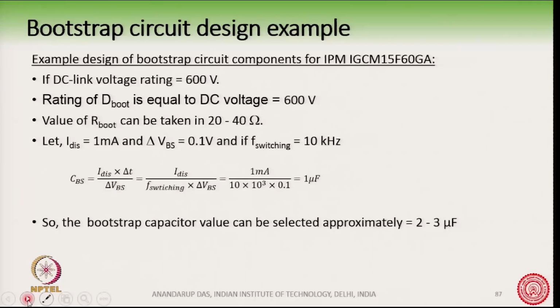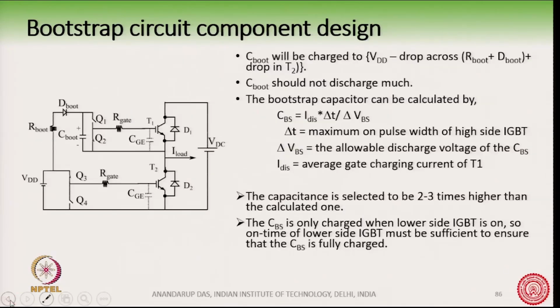So, we have taken a very simple example of Bootstrap circuit components for this, this is an IPM, we will talk about this IPM. For this IPM IGBT, suppose the DC link voltage is 600 volts and the rating of D boot is equal to 600 volts. So, this can be obtained by applying the KVL here. If you apply the KVL, then you see how much D boot has to block.